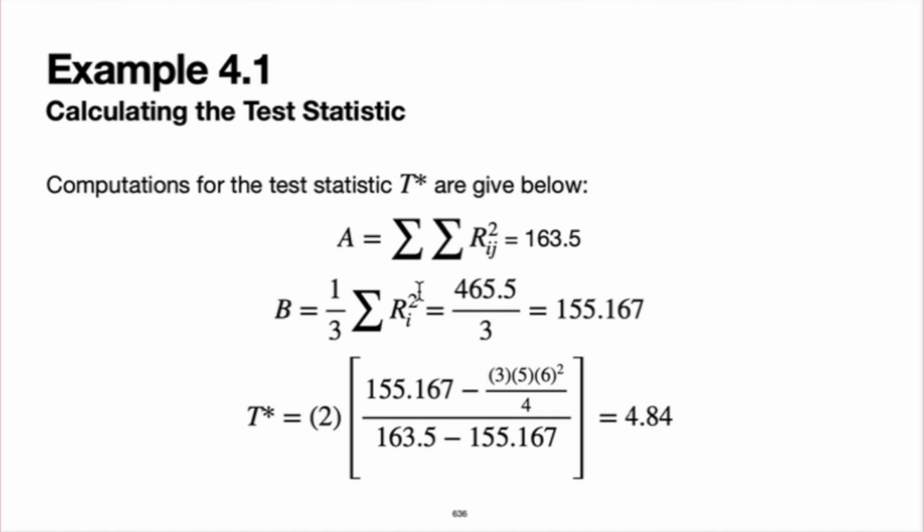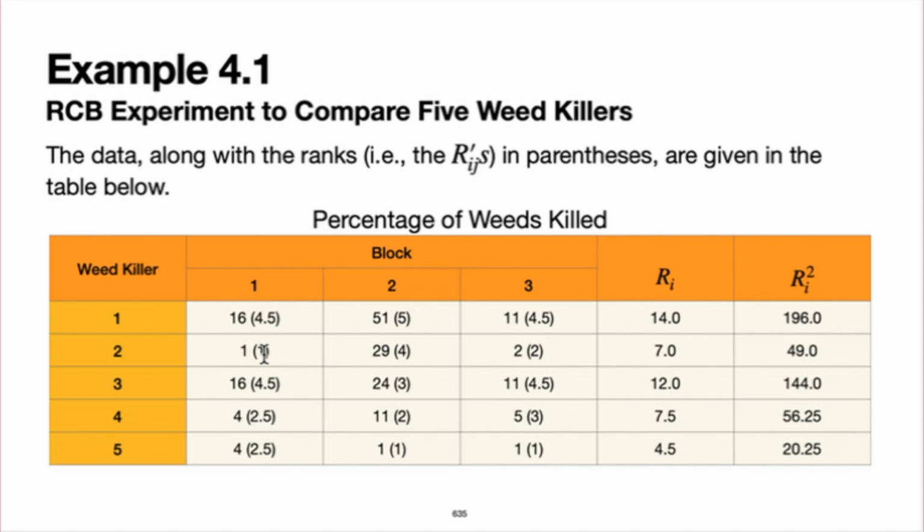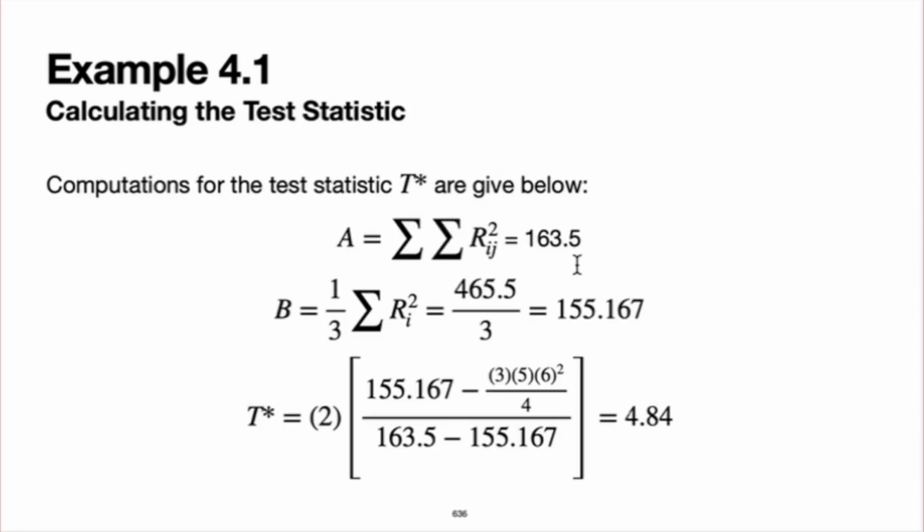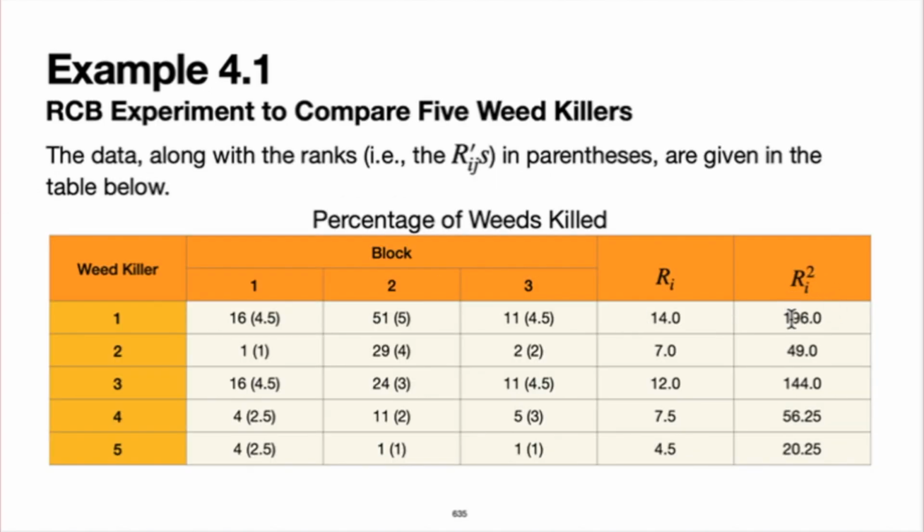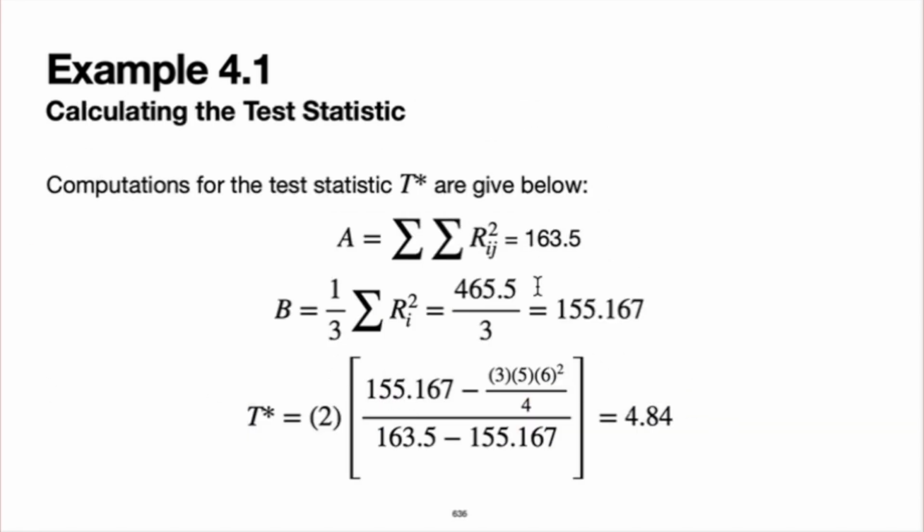So capital A is the sum of all the squared values of the R sub ij's. And so we square the values in these parentheses and we add those up, and when we do that we get 163.5. Capital B is 1 over b times the sum of the squared R sub i values. Well, I'm just going to add up the values in this column and then divide that sum by 3, and I get 155.167. Then once I have those values, I can calculate T star, the test statistic, using the formula given, and I end up getting 4.84.